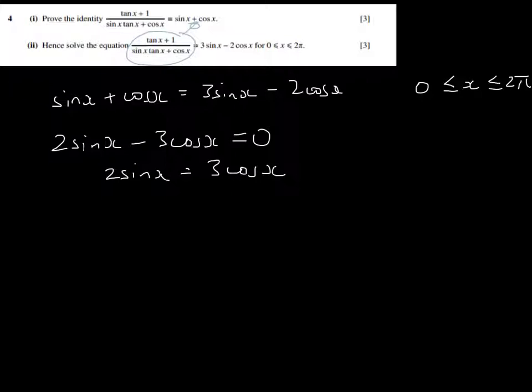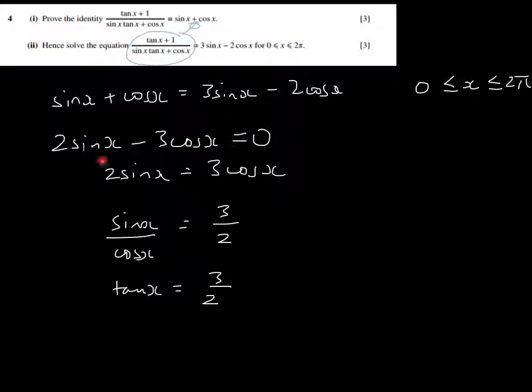What I'm going to do is make it so I've got sine over cos so that I can use tan. So if I divide through by cosine on this side, and then divide through by 2 on the other side, I'm going to get that. And sine over cos is the same as tan x. So tan x equals 3 over 2. Okay, so why did I do that? Because I need to solve this in just one trig function.